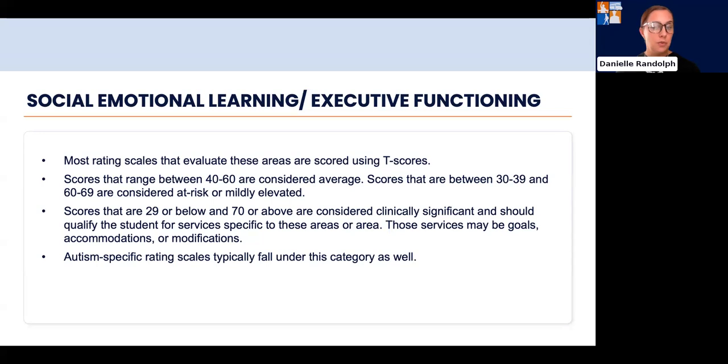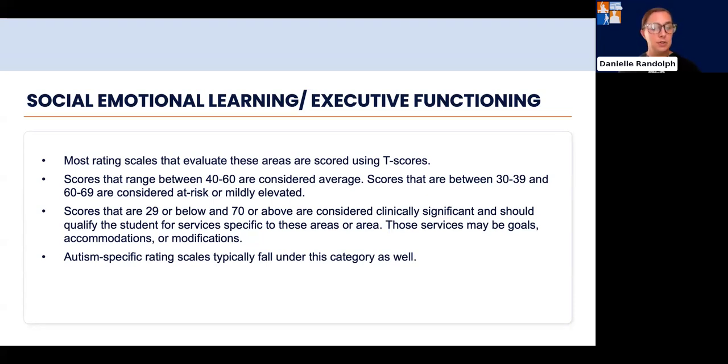Schools don't typically qualify students when they have scores that fall in this range because it would be considered, again, at risk, something we should keep our eye on. But it's not something that's clinically significant, like if it were below 29 or above 70. Those are really when it's like, okay, there's really something going on here and we have to address it. And that's going to correspond to goals on an IEP, accommodations, or modifications on a 504 plan.